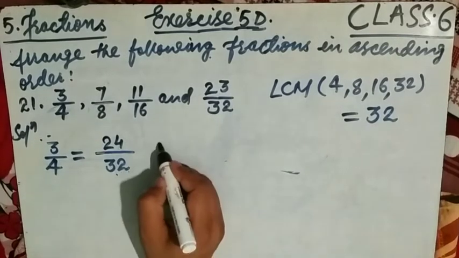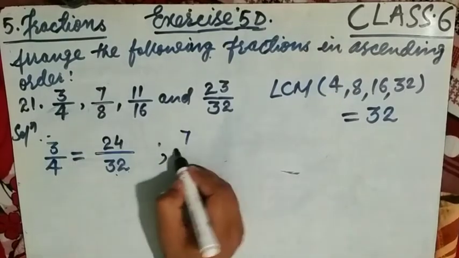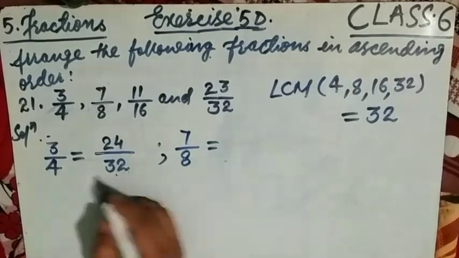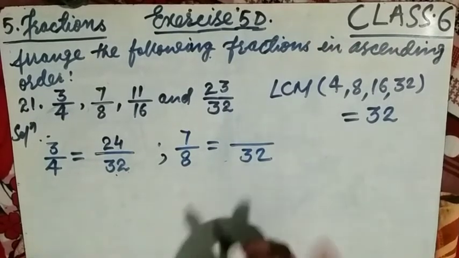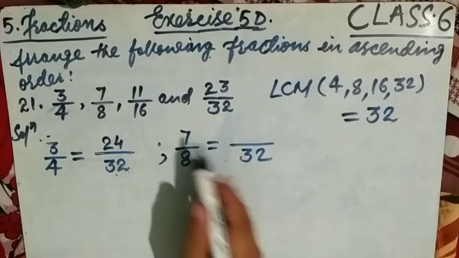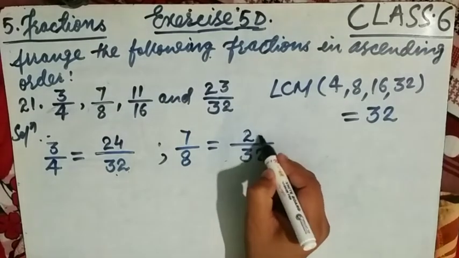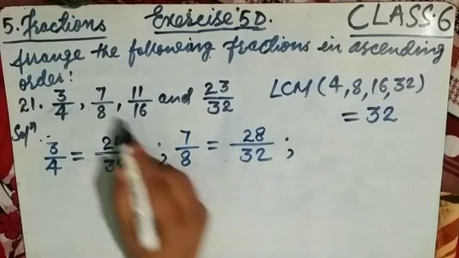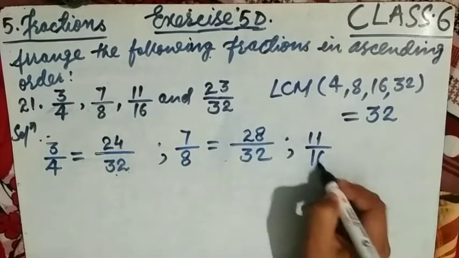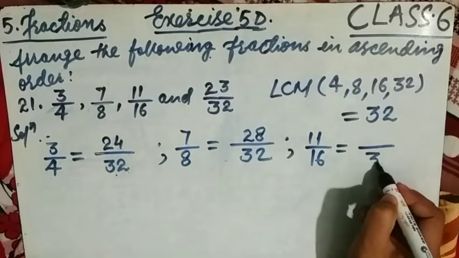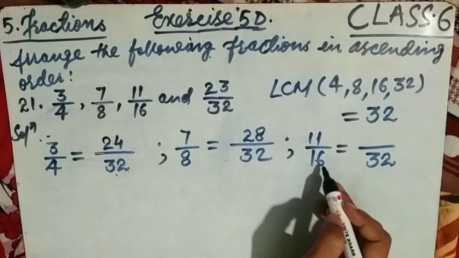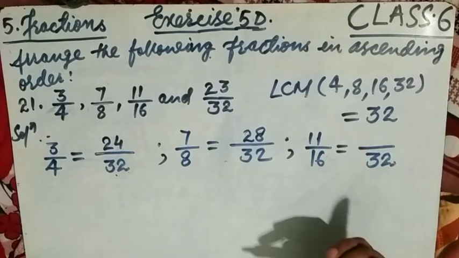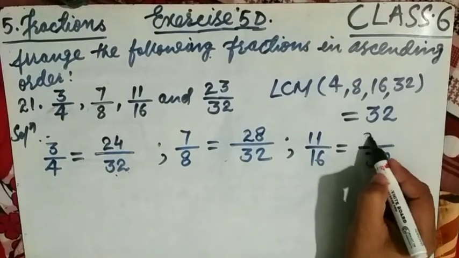Now for 7 by 8, we can proceed in the same way. Write the denominator 32. Divide 32 by 8: 8 times 4 is 32, so 4 is the quotient. Now multiply 4 by 7: 4 times 7 is 28. Now for 11 by 16, write the denominator as 32. Then divide 32 by 16: 16 times 2 is 32, so the quotient is 2. 2 multiplied by 11 means 11 times 2 is 22.